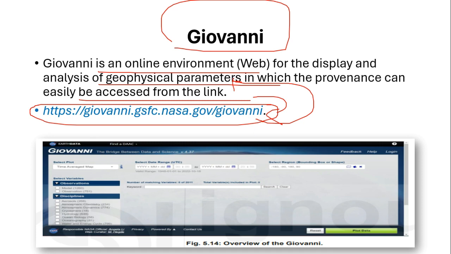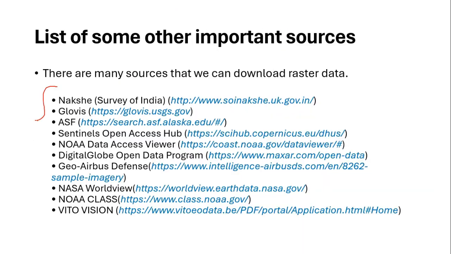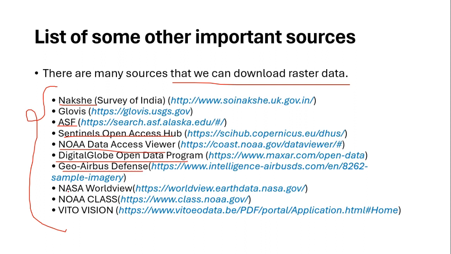You will get so many kinds of data sets under this website. Here is also some more list of sources from where you can download the raster data sets: Naksh from Survey of India, Glovis, Alaska Satellite Facility (ASF), Sentinel Open Access Hub, NOAA Data Access Viewer, Digital Globe Open Data Program, Geo Airbus Defense, NASA Worldview, NOAA CLASS, Vision. These all are the links for these websites where you can get the raster data sets. These were the links to get the satellite images or different kinds of derived products from satellite images.